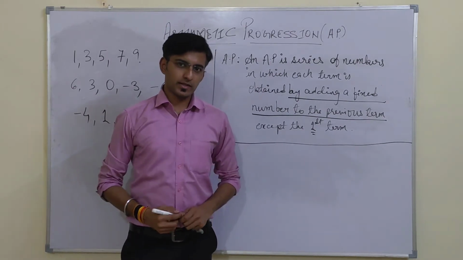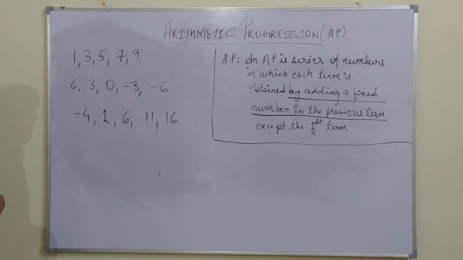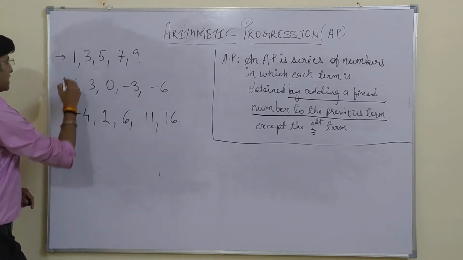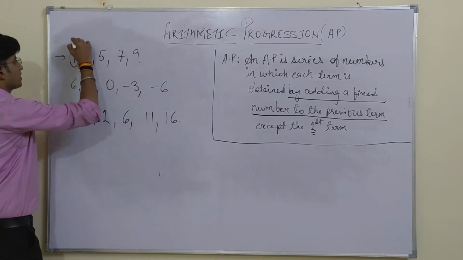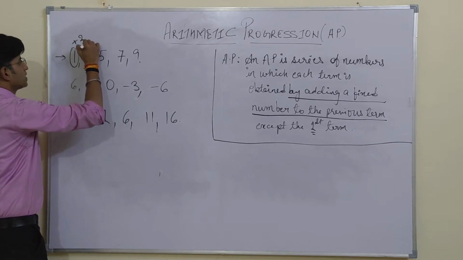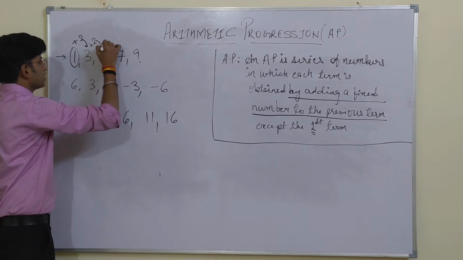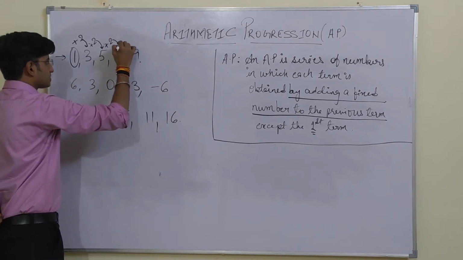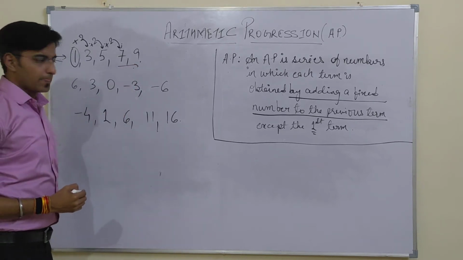So before diving deep into it, let's talk about some basics. Here you can see that I have written down some sequences of numbers. Let's go one by one. In the first sequence, you can see that it starts from 1. If we add 2 to it, we'll get the next term, that is 3. Again if we add 2 to 3, we'll get the next term as 5. Again if we add 2 to it, we'll get the next term as 7, and hence the sequence is generated.